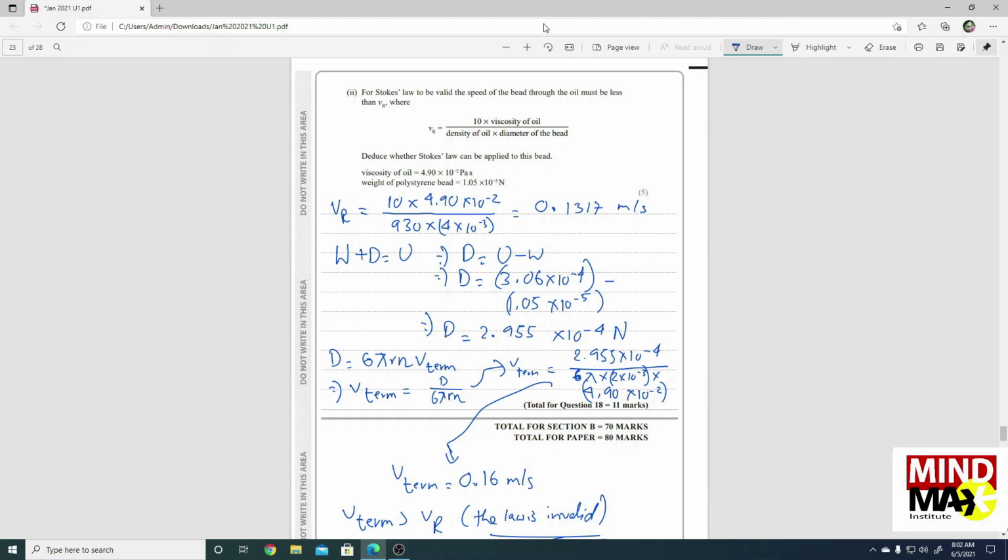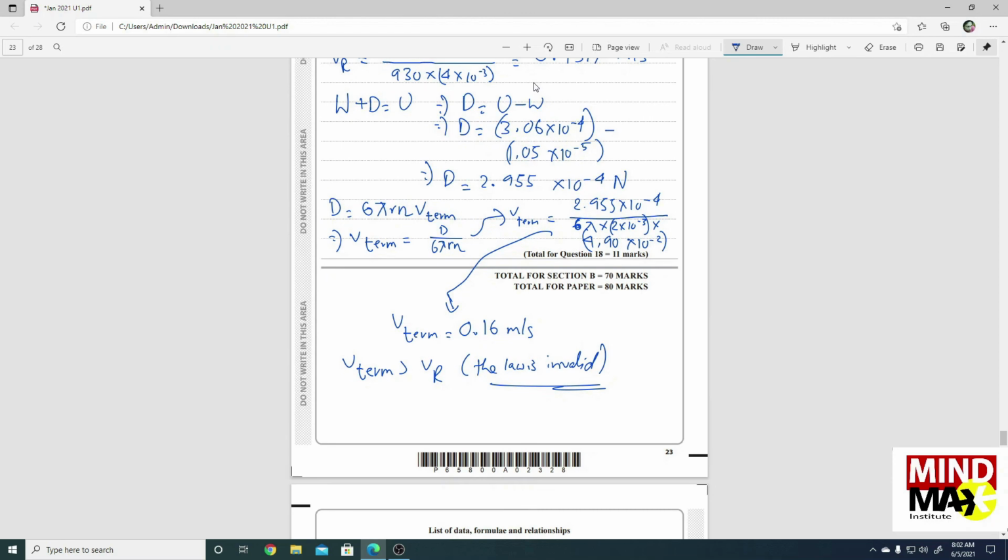So we have to find the terminal velocity, right? Terminal velocity comes to this much, right? We put in everything here. This is the value of D divided by 6 pi. r is also given in the question because the diameter was 4 times 10 to the power minus 3. Radius should be half of it, 2 times 10 to the power minus 3. And eta is also given here. So we use all of these and we get the terminal velocity to be 0.16.